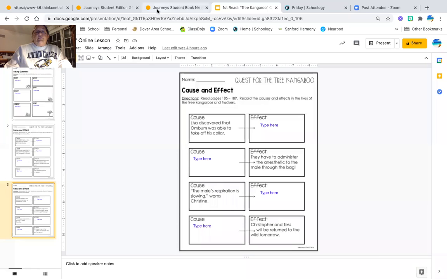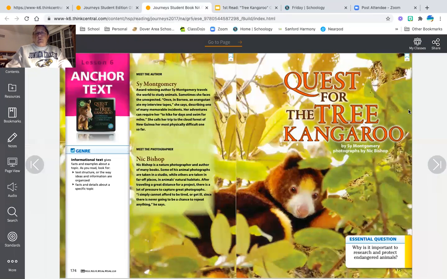So let's go into the story. Here's the story. Our anchor text is Quest for the Tree Kangaroo. When I think of a quest, I think of like an expedition or a journey. There's a reason that you're going to go on this journey or this expedition. And in this text, we're going to find out what that quest was and who did it and why they did it.